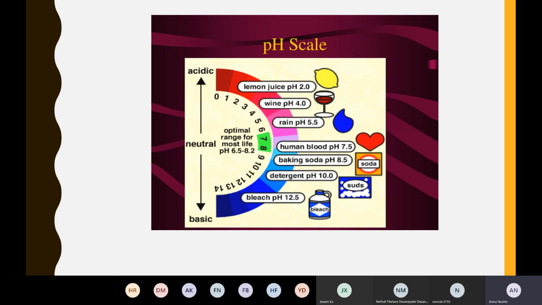How is it neutral? In the next slide I will tell you, but 7 is neutral. That means it is not acidic, it is not basic. Can anyone give me an example of something neutral that we use in our daily life? Any example? Any compound, any solution which you know is neutral?